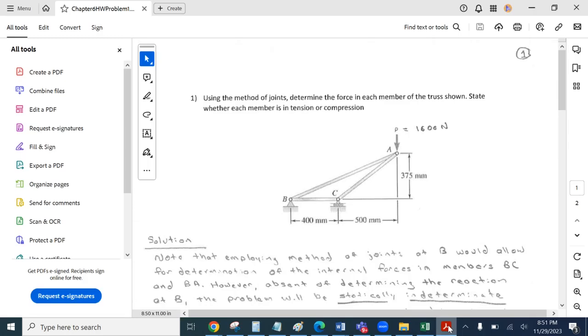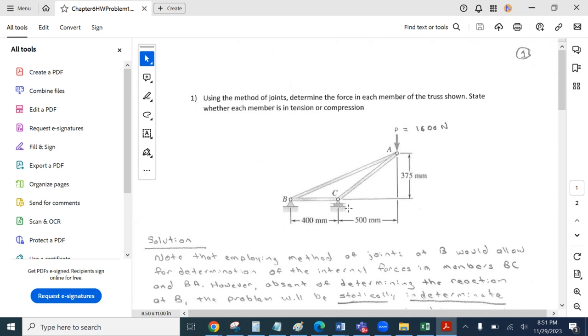So in this video, I wanted to walk you through problem 1 of the chapter 6 homework. So we have a relatively simplistic truss. It consists of only 3 members. It's loaded by a downward vertical force applied at joint A in the truss, and it's supported by 2 supports which act directly at joint B and joint C.